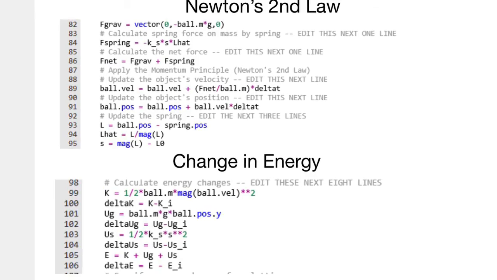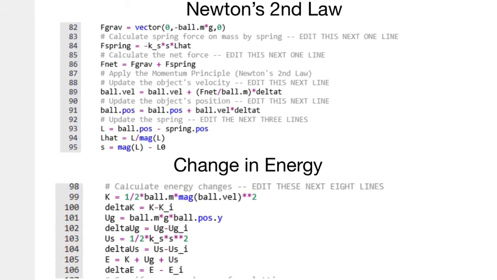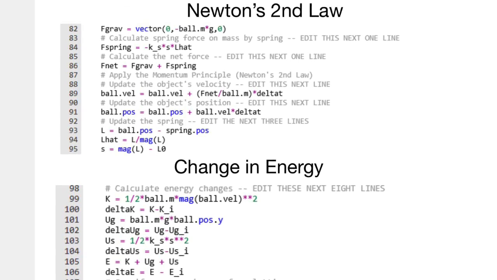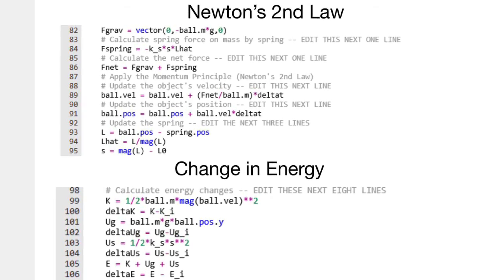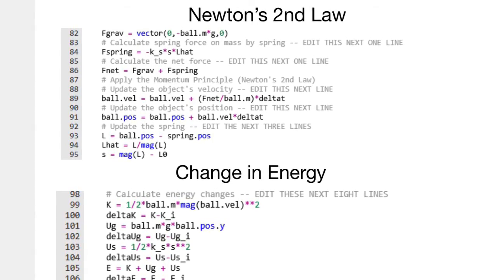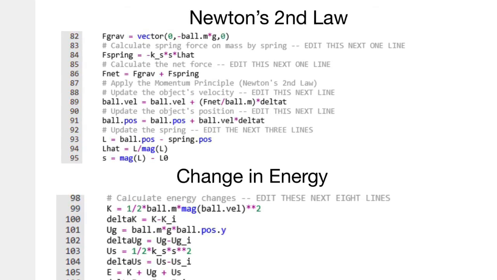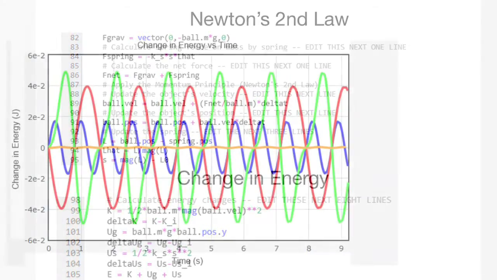After defining our energies, we define our net force, which is comprised of the spring force and gravitational force acting on the object. With the net force found, we can use Newton's second law to update the velocity and the position. With the updated position, we can find the updated length and direction of the spring.